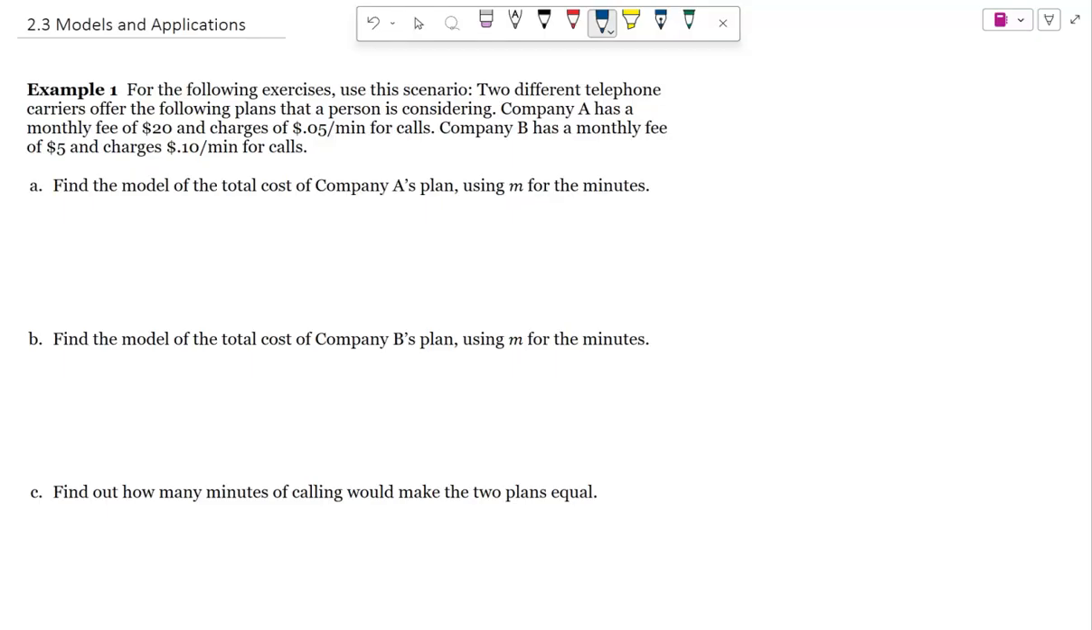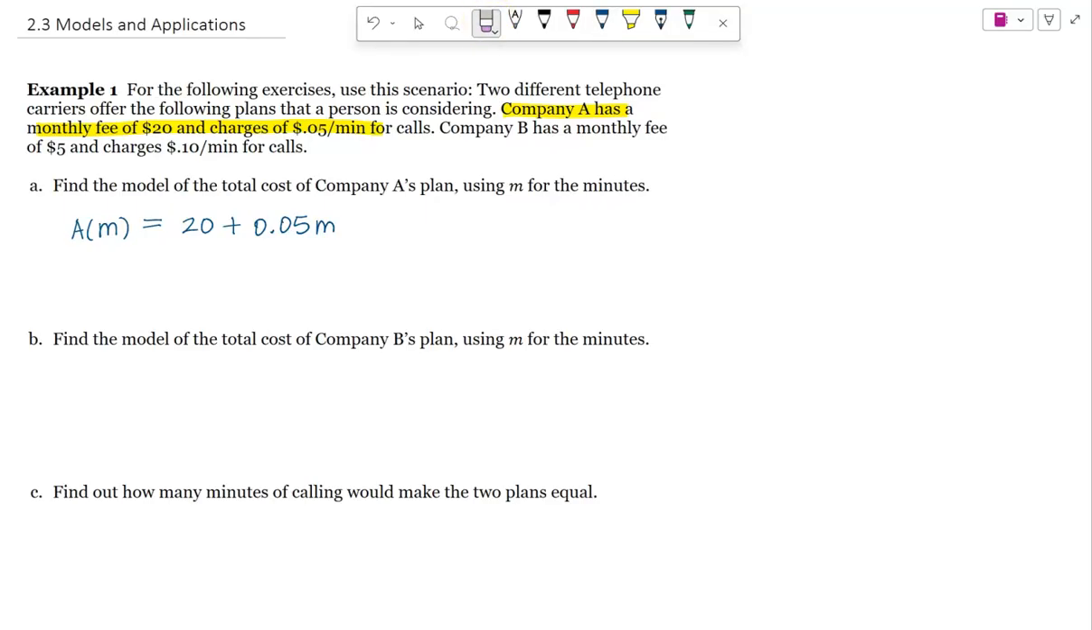For part A, we want to find the model of the total cost of company A's plan using the variable M for the number of minutes. So I'm going to use A for company A here, and M is going to be the number of minutes. Company A charges $20 as a flat fee, and then we will pay 5 cents times the number of minutes. So that's how we would figure out the total cost for company A.